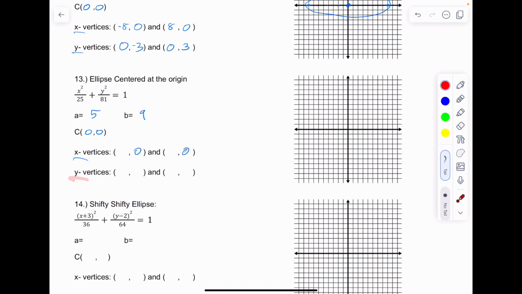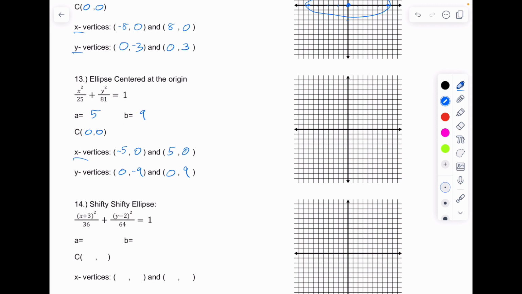For Y vertex, I know that the X's don't move, so I can just plug in what was the X's there, which was 0, 0. Now we're going to do some of the adding and subtracting. So A goes with the X's, plus and minus. So I have a negative 5 and a positive 5. B's affect the Y's. So I'm going to get a negative 9 and a positive 9.